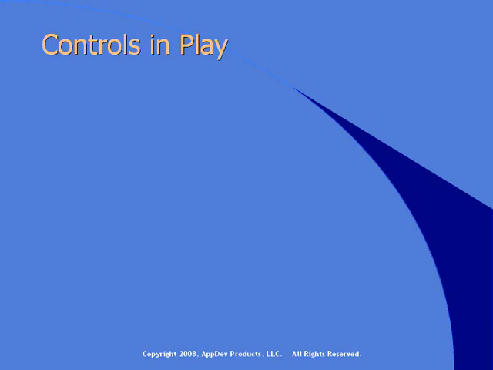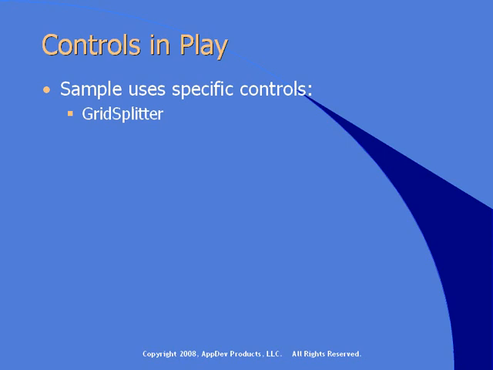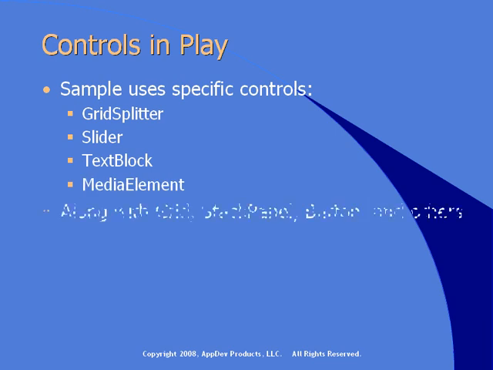This sample uses some controls you've seen and some you haven't. Specifically, there's a grid splitter to split a grid and let you resize rows within the grid at runtime. There's a slider, which you've seen but you haven't used one. There's a text block and a media element control. And of course, we're also using grid, stack panel, and button, other controls you've already seen.